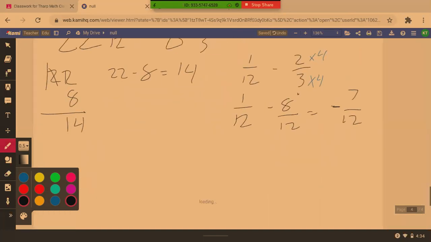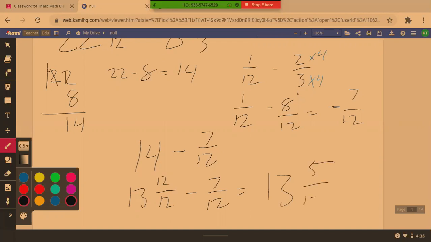So I'm going to come back here and do 14 minus 7 over 12. I'm going to manipulate that 14. Make it 13 and 12 over 12 minus 7 over 12 equals 13 and 5 over 12.